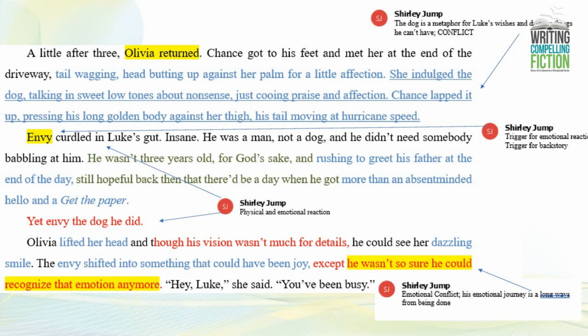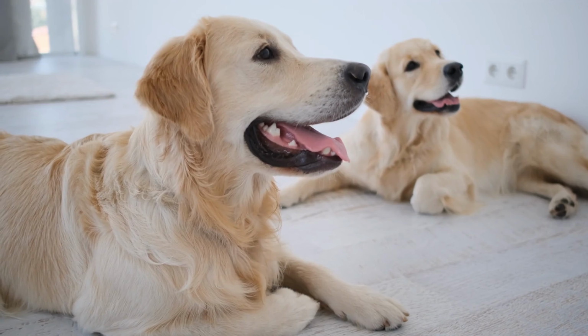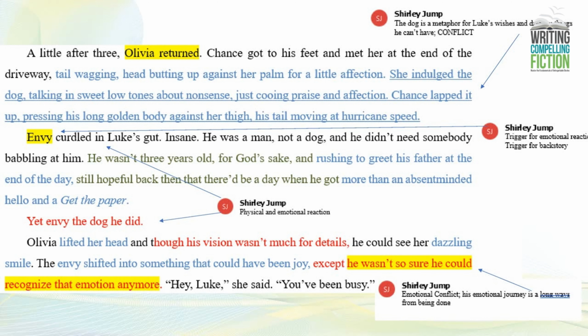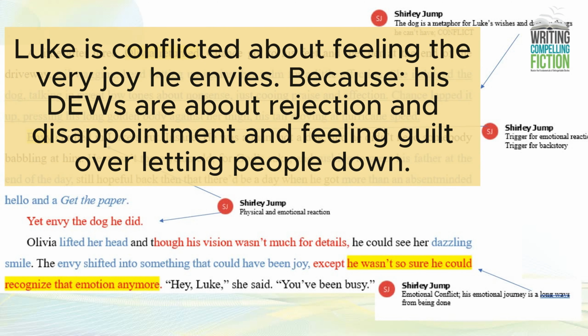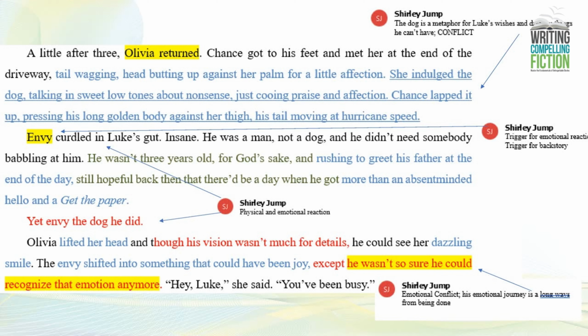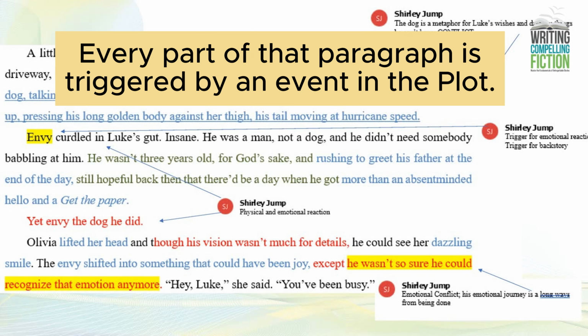If you think about how a dog is, right? Like, love me, love me, love me. That's how a 3-year-old often is with their parents. So you can see how that is triggered by that moment with the dog. And so he envies the dog, and then he has emotional conflict about that, because he's not sure that he even knows what joy is. And I think he thinks he doesn't deserve it. This is him relating back to the dog and relating it to himself and relating it to his backstory.